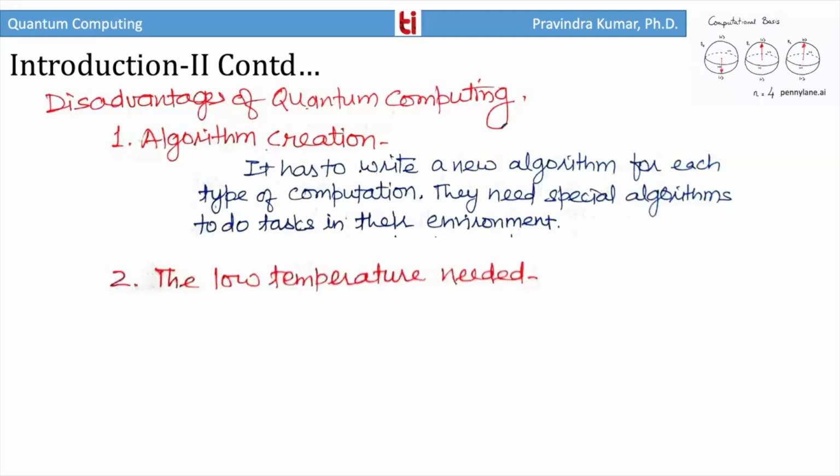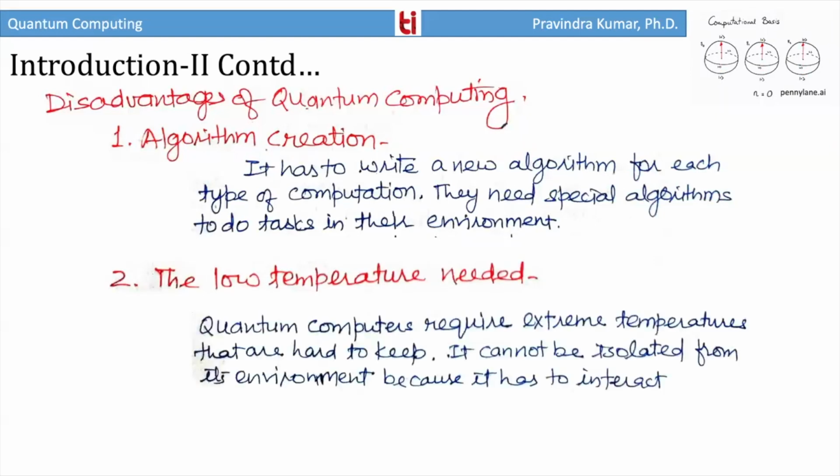Another disadvantage is the low temperature needed. Quantum computers require extremely low temperatures that are hard to keep. It cannot be isolated from its environment because it has to interact with the environment. If it interacts with the environment, it will lose its quantum nature. This is why quantum computers need to be operated at incredibly low temperature. They need to be at a temperature of minus 460 Fahrenheit, very low temperature.